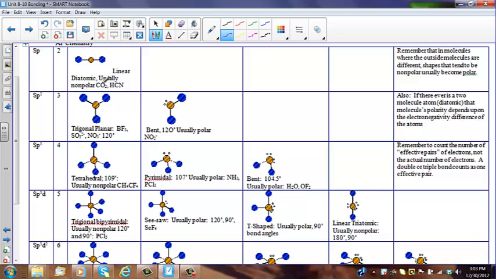Now, in this case, CO2 would be nonpolar, but if you look here, this is what it refers to. It says, remember that in molecules where the outside molecules are different, shapes that tend to be nonpolar usually become polar. So here, our central atom is C, and our external atoms are different. So you're going to have polarity here because they're not the same as they are here.